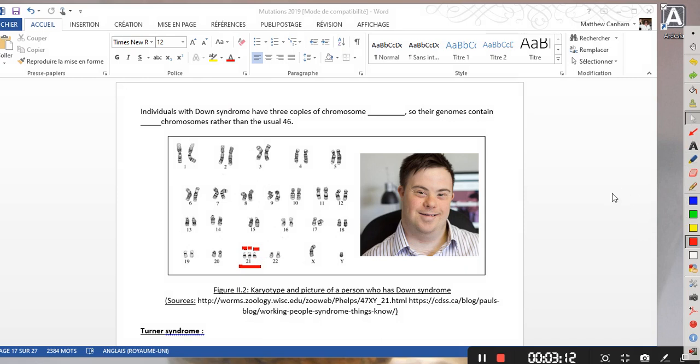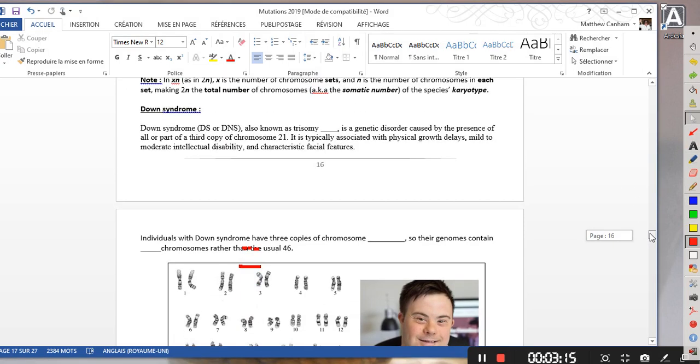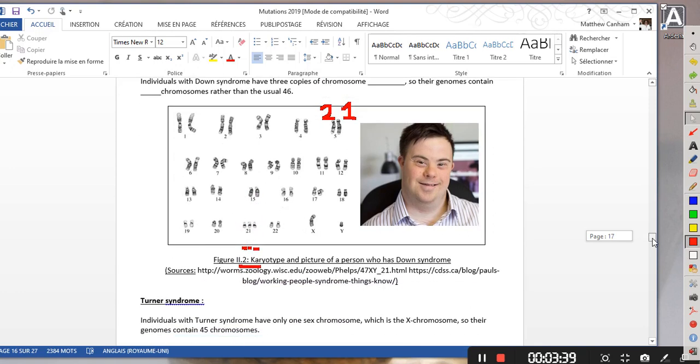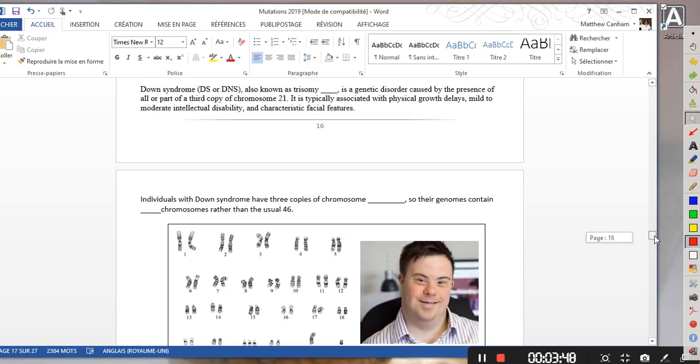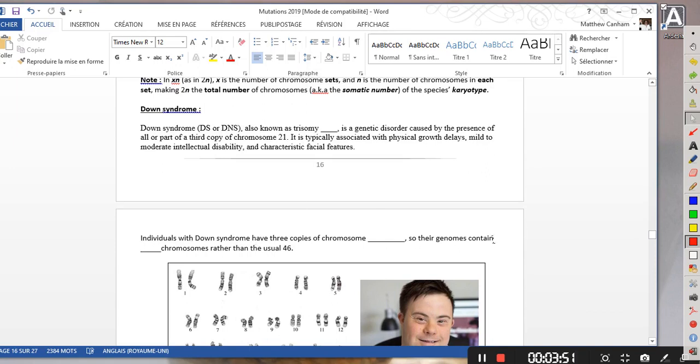Just to fill in a few things. Down syndrome, DS or DNS, also known as trisomy 21, is a genetic disorder caused by the presence of all or part of a 3rd copy of chromosome 21. That's what we just saw. In pair 21, there are 3 chromosomes instead of 2. Individuals with Down syndrome have 3 copies of chromosome 21.